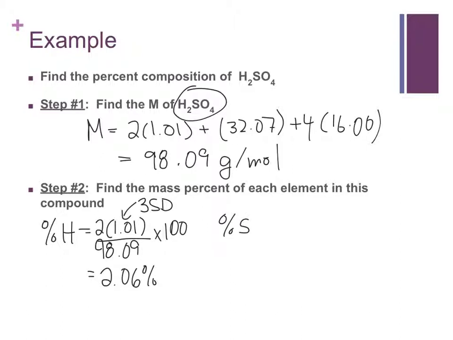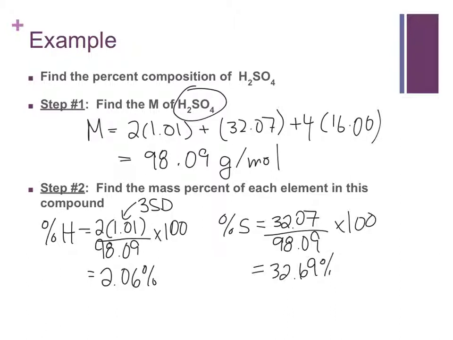Let's do percent sulfur, so that's going to be 32.07 since there's only one of them, divided by 98.09 times 100 is going to give us 32.69%. This one's 4 sig digs because our molar mass of sulfur is 4 sig digs.